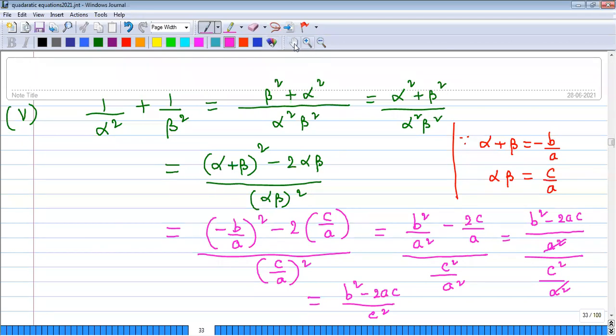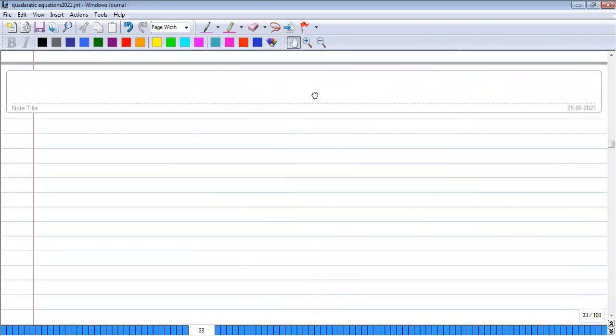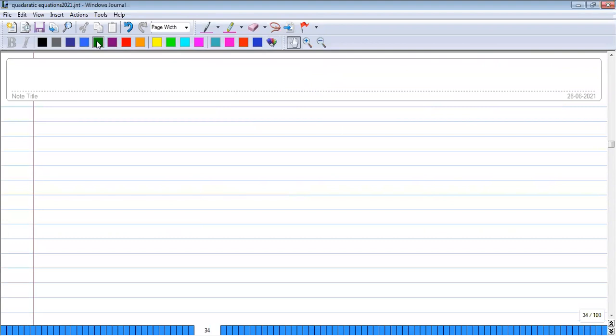1 by alpha cube plus 1 by beta cube. Wait 1 minute. That is the sixth question, I think so. Right. Yes, sir. Sixth question: 1 by alpha cube plus 1 by beta cube. Am I correct? Right.